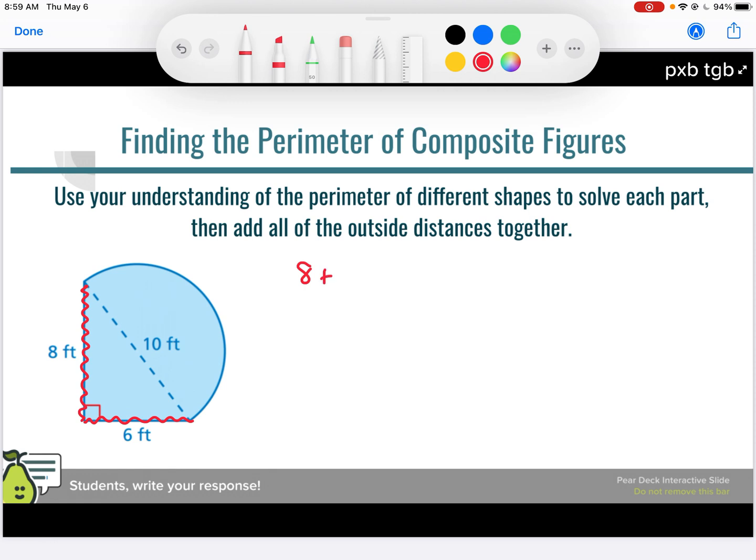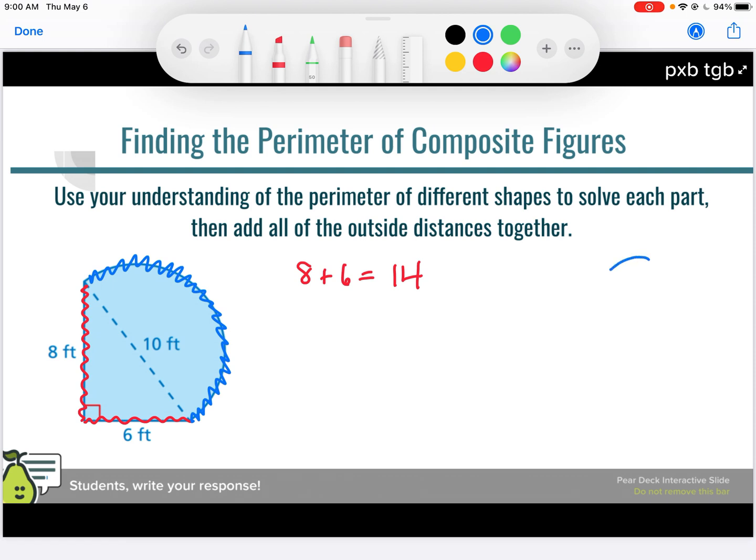If I really wanted to, I could start off with 8 plus 6, which gives me 14, and that's going to give me that red part. Now I need to think about what we don't know. We don't know this blue part. And I could see that right here, this figure is a semicircle. That means half of a circle. So if we know how to find the perimeter of a circle, which is called circumference, then from there we can go ahead and solve what the distance is.